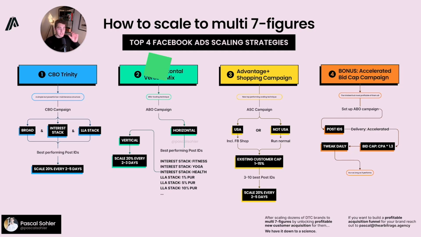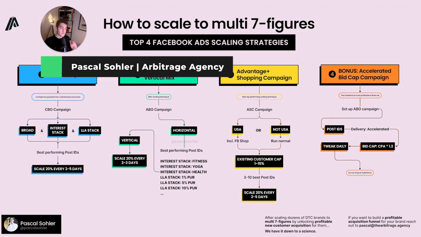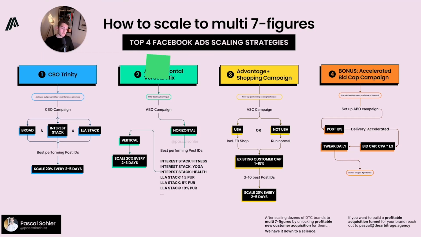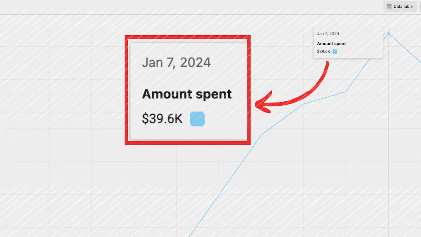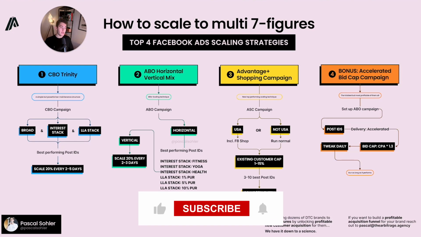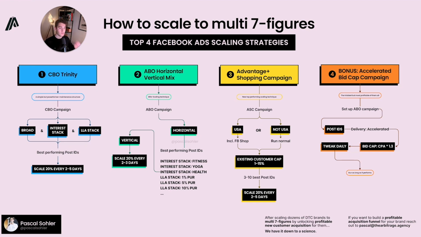Today I'm breaking down the exact scaling strategies we use for our 7 and 8 figure D2C brands to scale them up to spends of $40,000 per day in ad spend profitably. And today I'm really revealing our 4 main approaches that you can take for your D2C brand to scale it up profitably in 2024. These are all Facebook and Instagram strategies that we use actively with our clients.